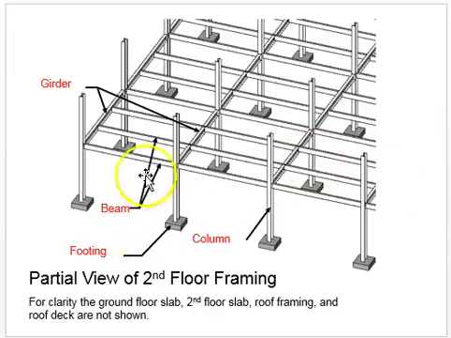Here's these same parts. Beams. These are girders. So what's the difference between girders and beams? Well, girders usually have several beams that are putting the weight onto them. So this is a girder. It looks a lot like a beam. Columns go up and down, footings at the bottom.